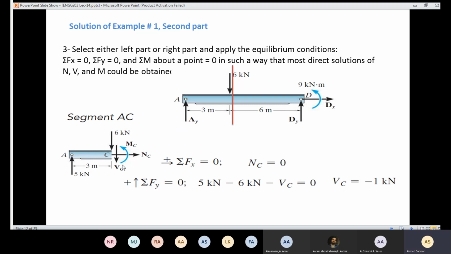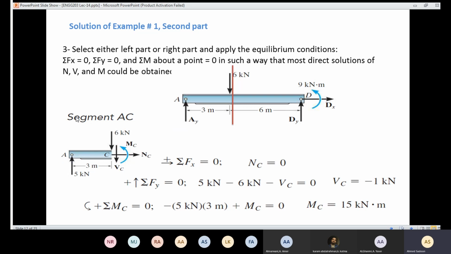And finally, I'm going to take the moment about the point C. Again, the sign convention is very important. 6 kilonewtons is not going to cause any moment. VC as well. NC is not going to cause any moment. So I'm going to end up with only MC and 5 times 3. This one is going to be positive. 5 kilonewtons is going to cause negative moment. So I have 5 times 3 plus MC, and the moment came out to be 15 kilonewton meters.